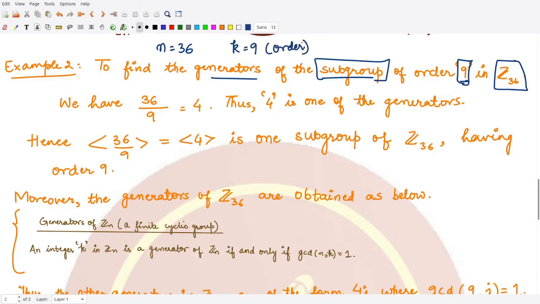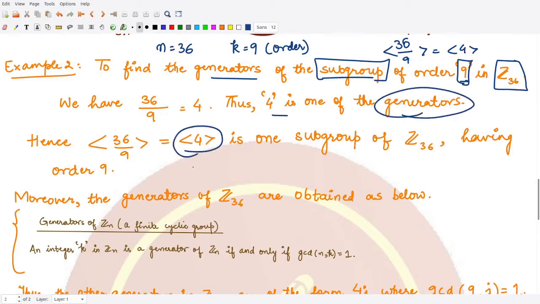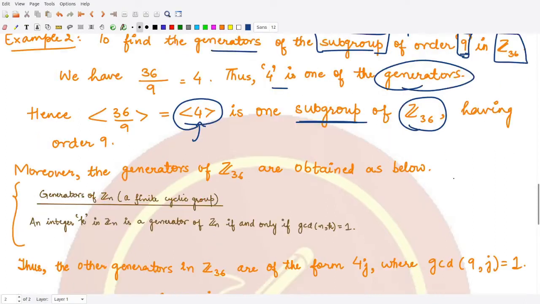From this we may calculate the subgroup. In the case of Zn, we calculate it by doing n divided by k, so it is equal to 4. That means 4 is one of the generators, and hence the subgroup generated by 4 is one of the subgroups of Z36, and it would have order 9.